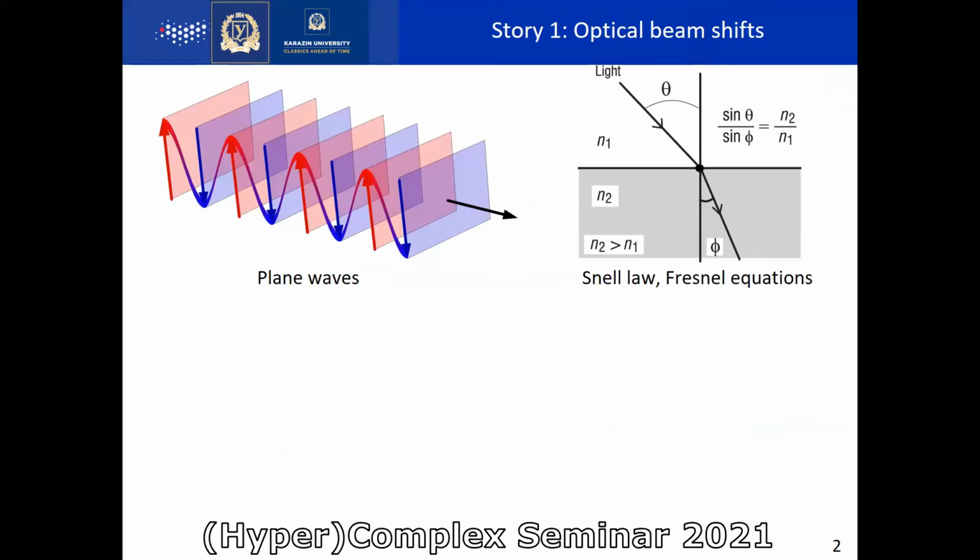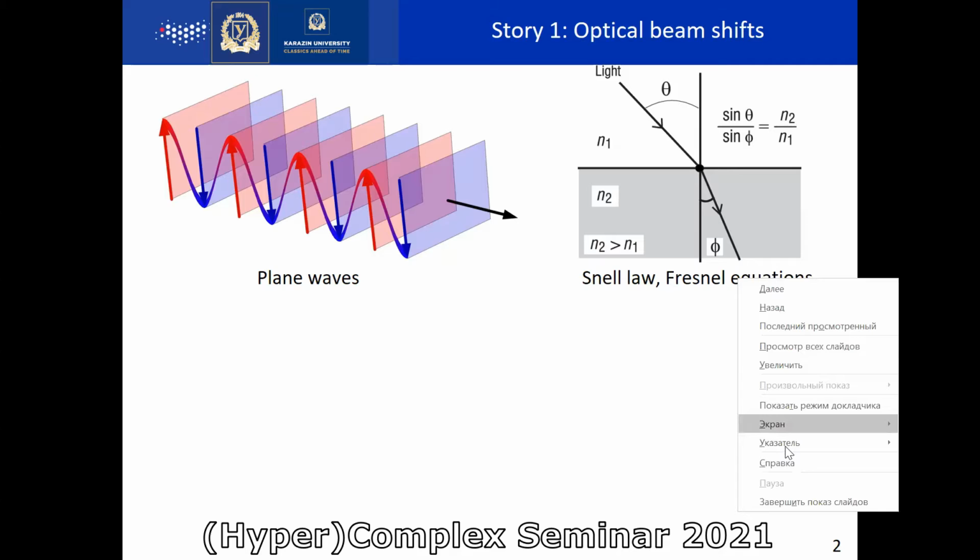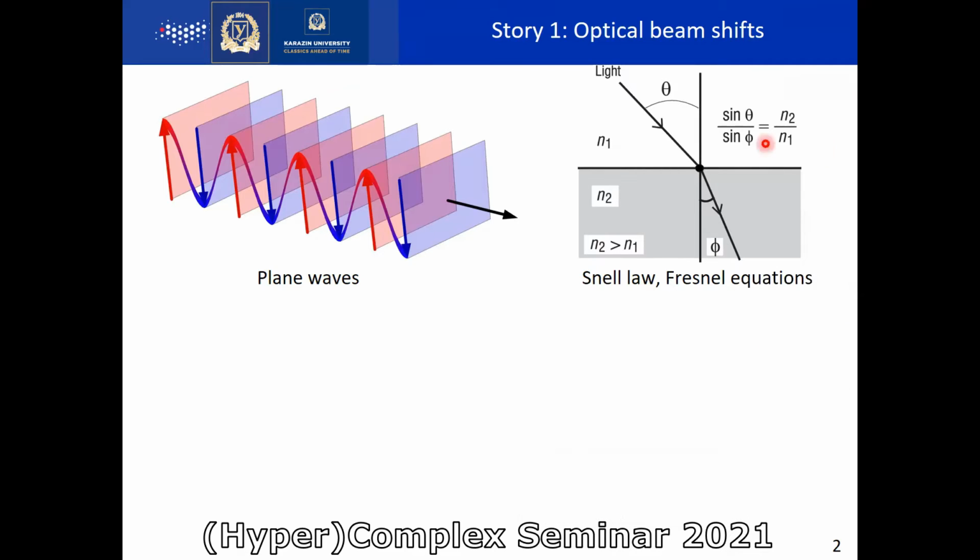The first story is called optical beam shifts. So it's well known that in physics we use the model of plane waves. It assumes that we have an infinitely flat wavefront of the propagating electromagnetic wave, and electric and magnetic fields are oscillating in orthogonal directions or orthogonal planes. And we can use Snell's law and Fresnel equations in order to describe all things which happen with such a plane wave incident at a planar interface.